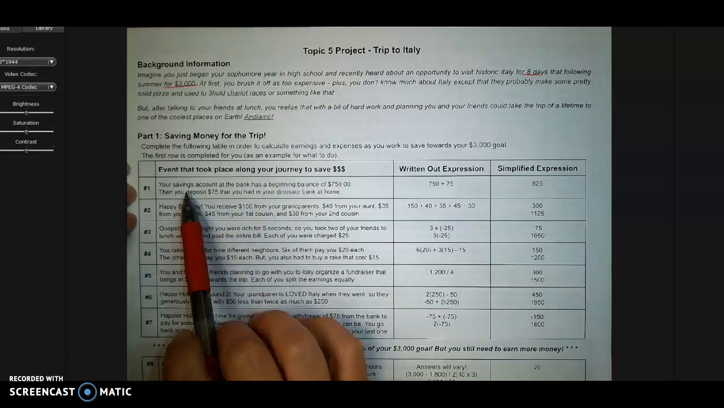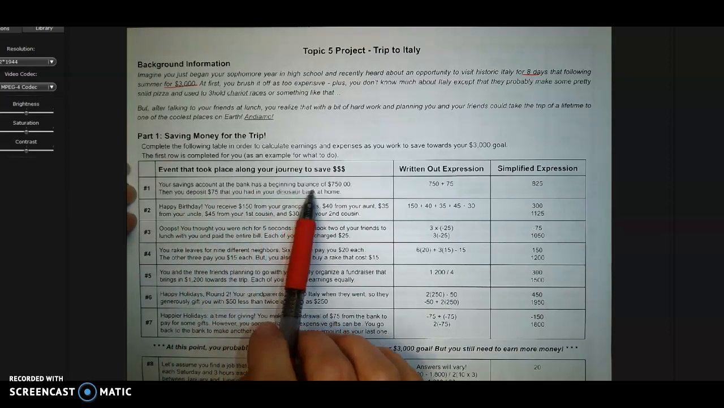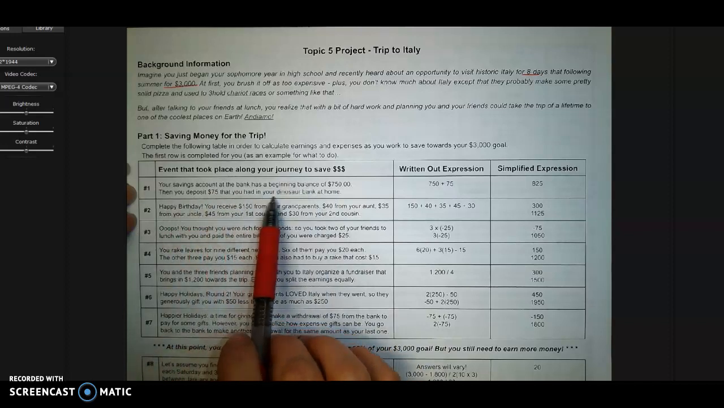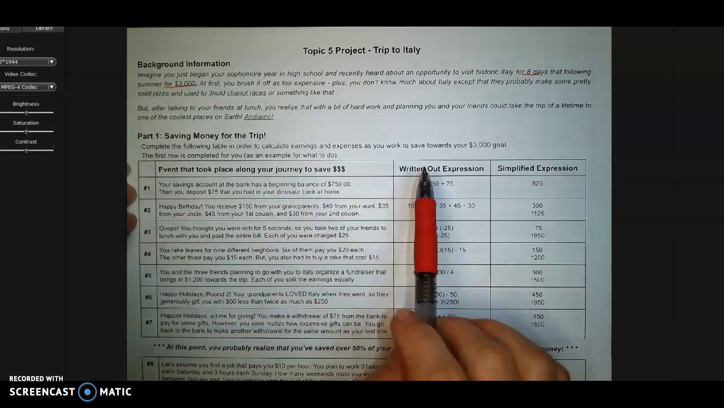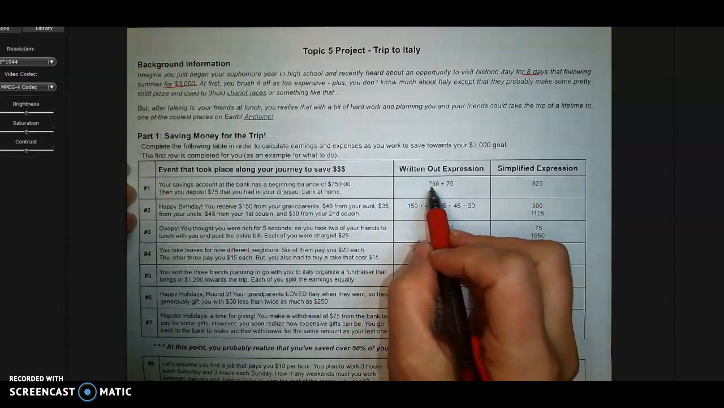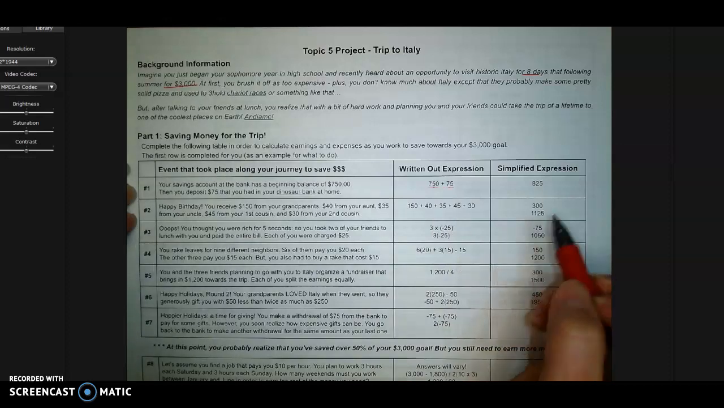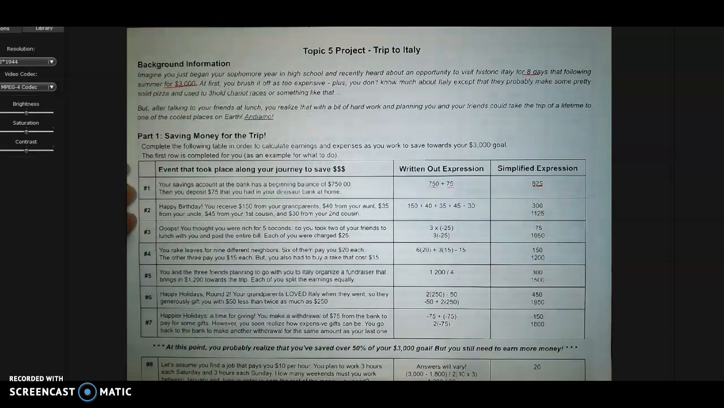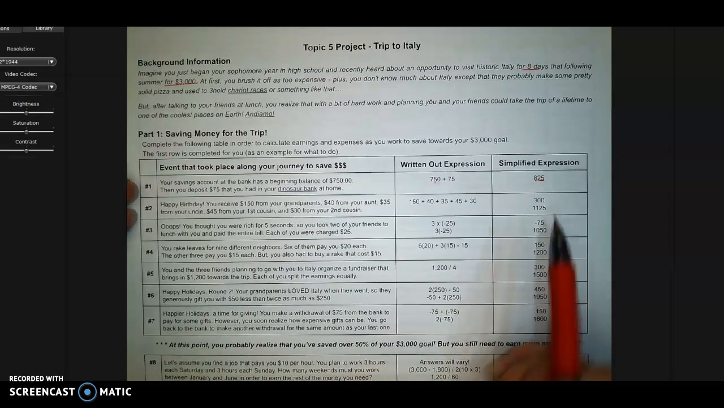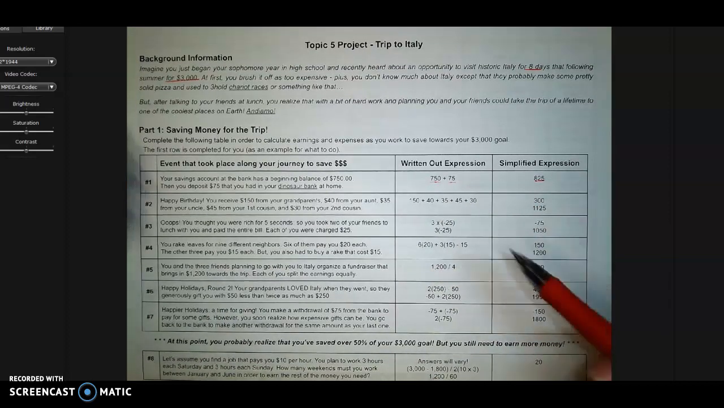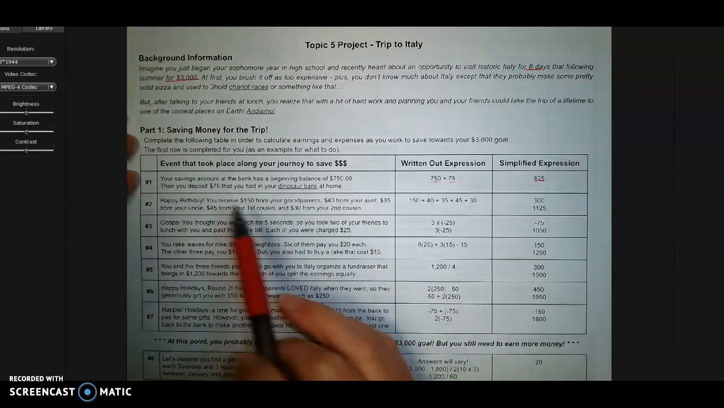So the first one says your savings account at the bank has a beginning balance of $750. Then you deposit $75 that you had in your dinosaur bank at home. So here is the $750 you have, so that's positive, and then you're adding in another $75, so you have a total of $825. So this is what you're adding in, and then this becomes your running total over here, kind of like a checkbook. So if you're not sure about a checkbook, you can ask your parents what that looks like.